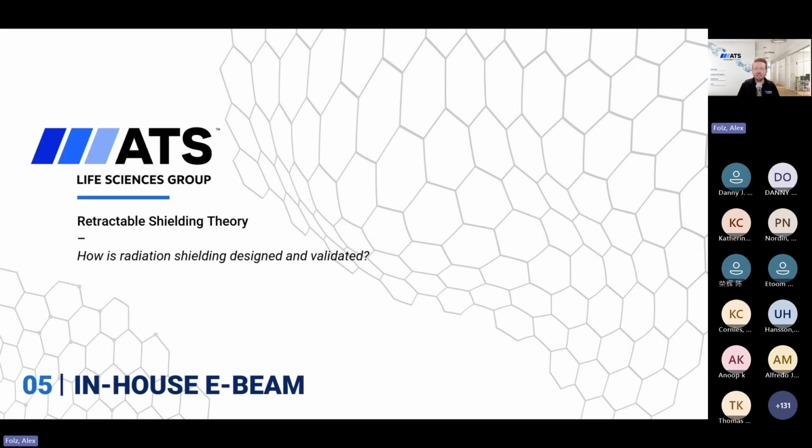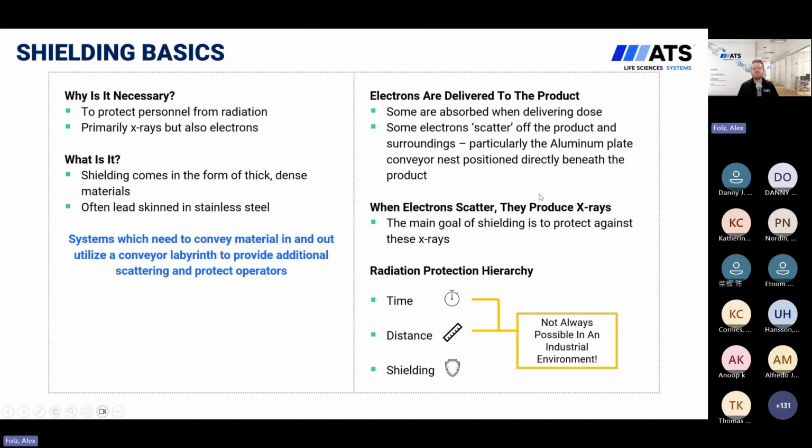All right, on my last couple of slides here, going to go into a little bit more detail on retractable shielding theory. So again, how is this radiation shielding designed and validated? So shielding basics, why is it necessary? Again, to protect personnel from radiation. So primarily the X-rays that come off of that aluminum plate beneath the product, but also the electrons themselves.